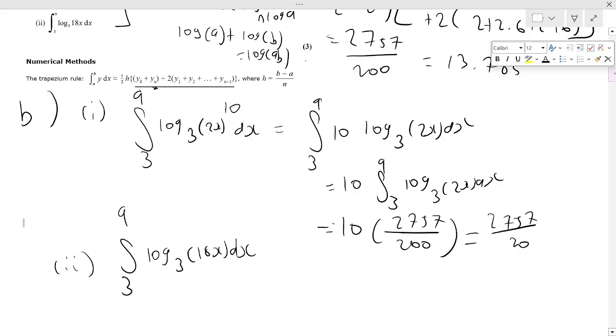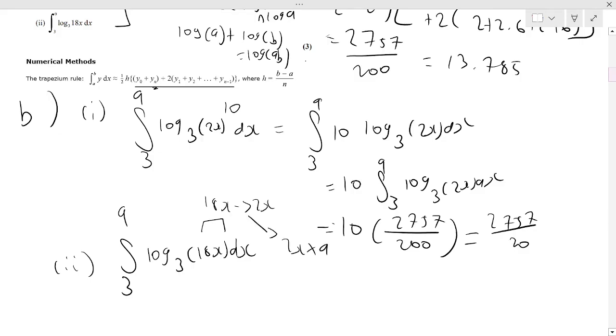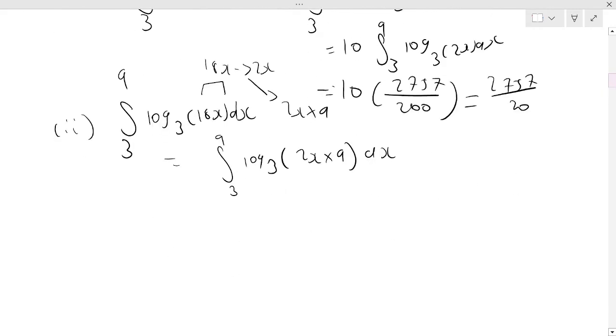And I recognise we have a product here of 18 and x. But I need the 18x to go to a 2x, in order to then use our original integral. Well, how are we going to get 18x to 2x? Well, I reckon it'd be 2x times 9, right? So then I could say that's between 9 and 3 of log 3 of 2x times 9 dx. And then we split this up using the log rule. So that's between 9 and 3 of log 3 to the 2x add log 3 to the 9 dx.